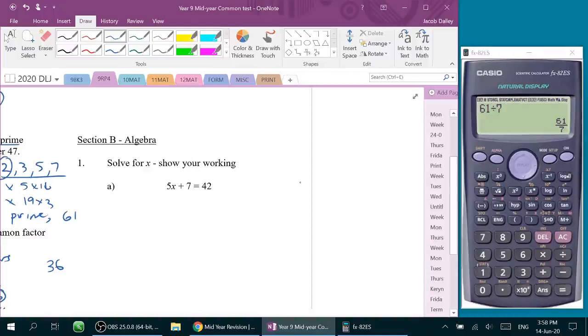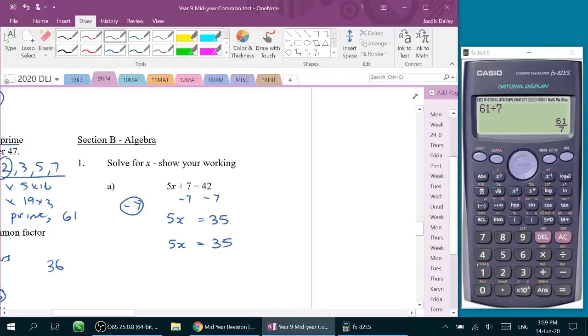With your working, what we're looking for is each time you do an operation to both sides, you show that. So the first thing we want to do is take away 7 from both sides. So we're going to do a take away 7 here, take away 7 here. That's going to leave us with 5x equals 42. Alright, I'm just going to write that again so it's more clear. So once we've got 5x equals 42, well hold up. We've got to take away 7 from 42, so that is 35.